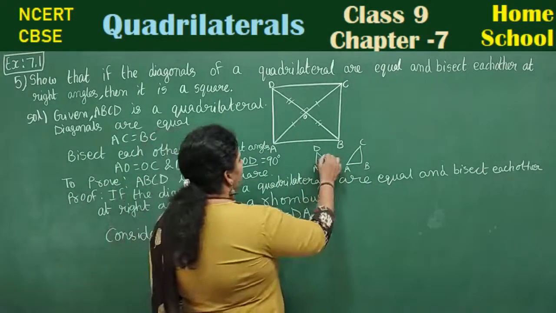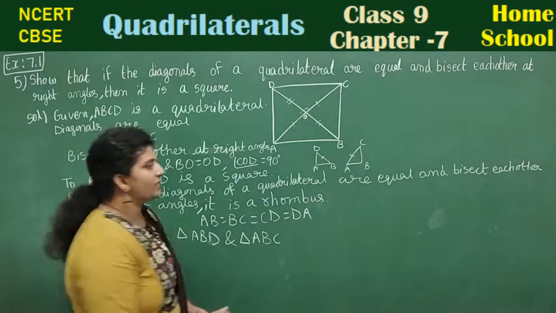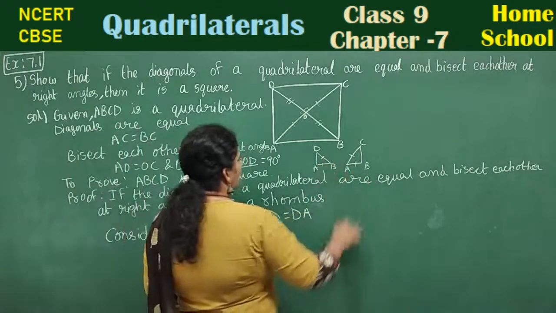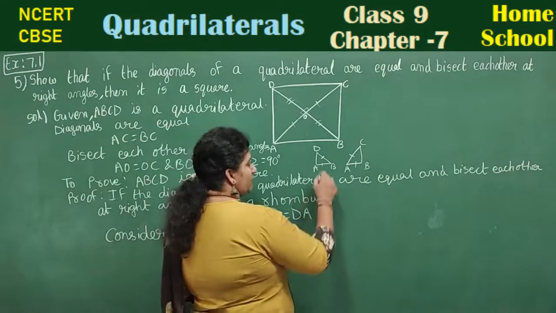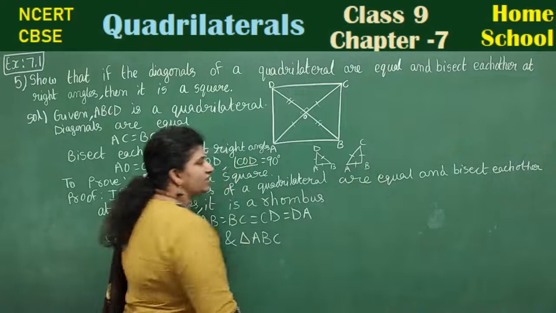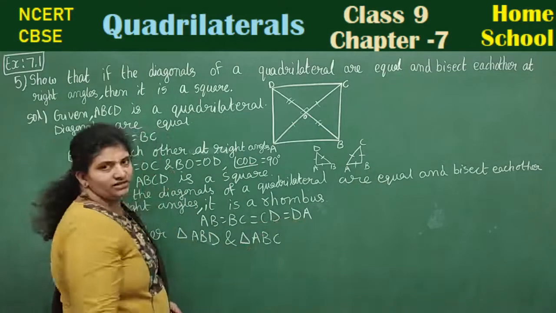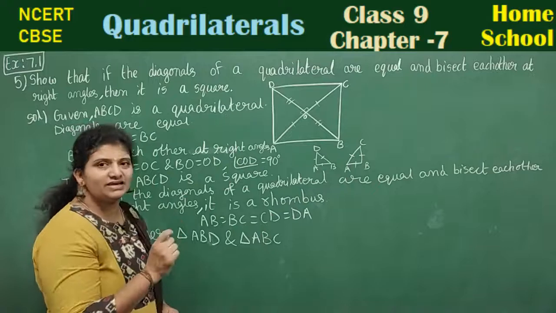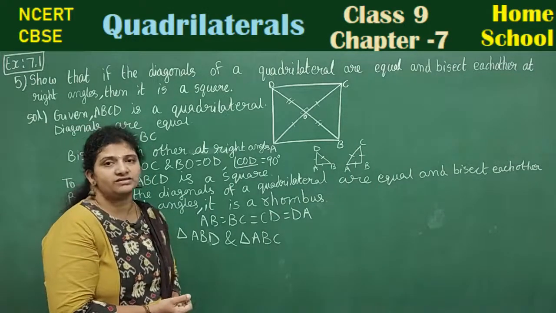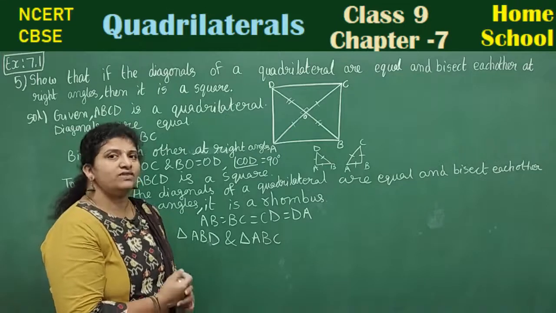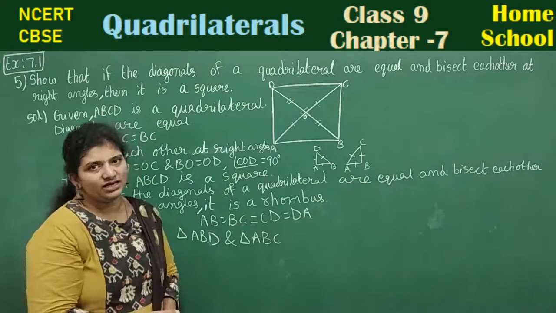We know diagonals are equal, children. Then I can say DB is equal to AC. AB is equal to AB. Why? Common base. And by the earlier statement, I say that AD is equal to BC. Therefore, by the SSS congruency rule, I say that the two triangles are congruent. If they are congruent, I can say the corresponding angles are equal.